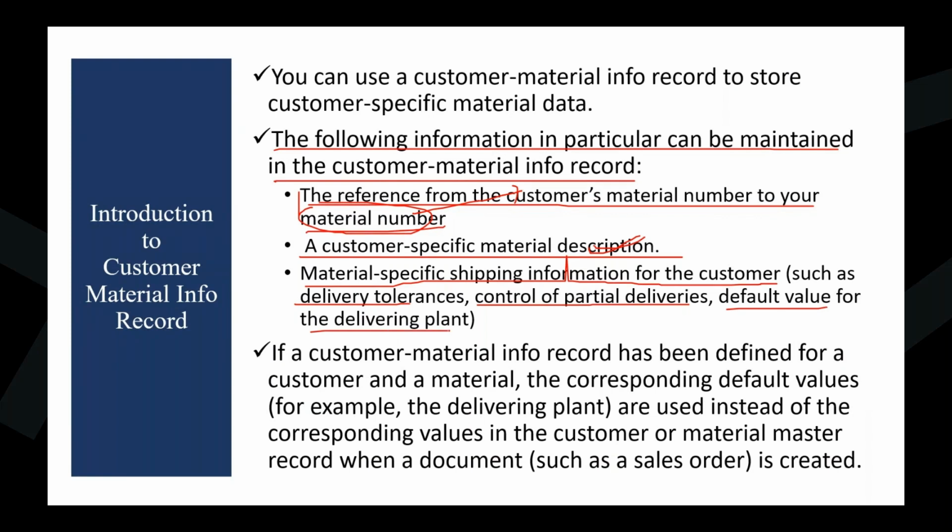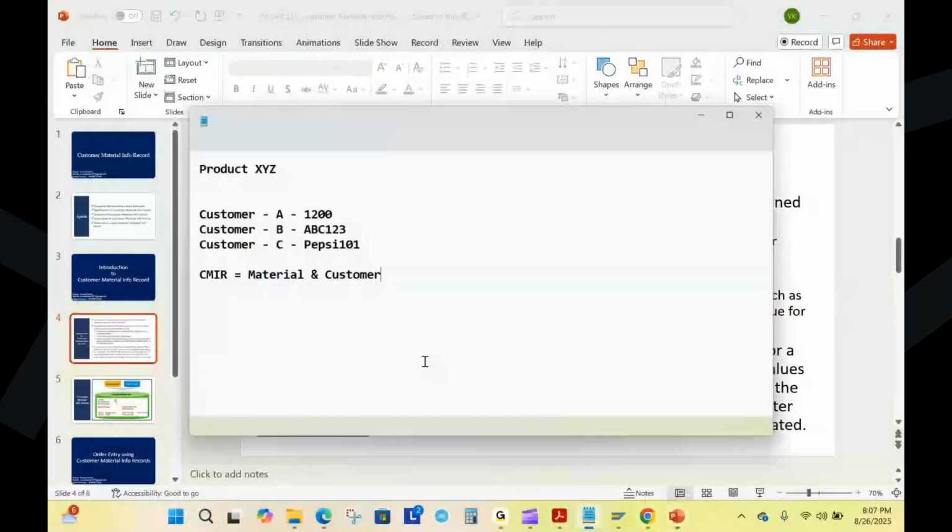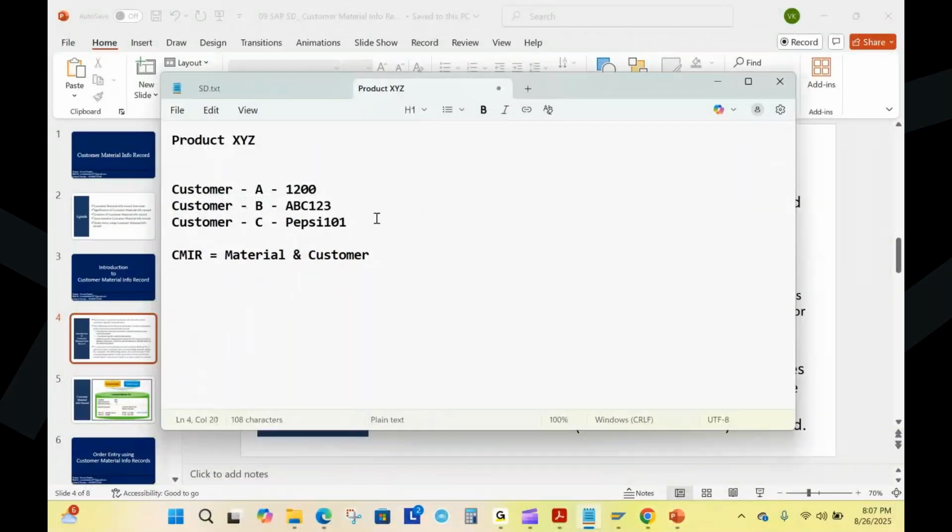Suppose I'll give you another example. Suppose this customer says, I don't want any partial deliveries. No partial deliveries.